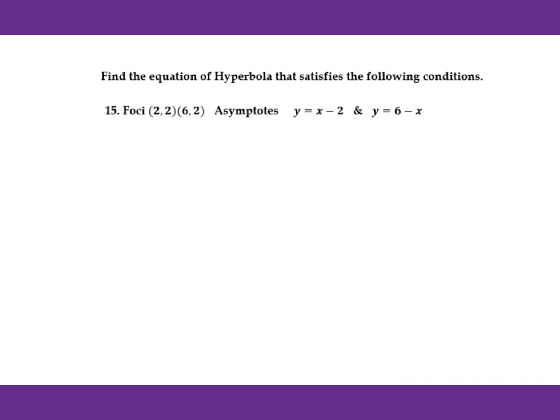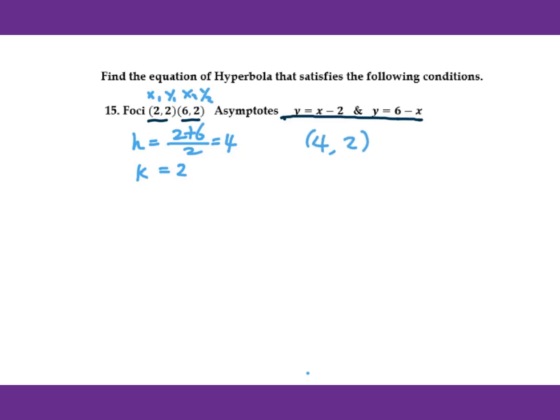Number 15, we know foci and a given asymptote line. From foci, we can get the center by doing midpoint. So x1, y1, x2, y2. H equals 2 plus 6 over 2. That is 4. And k equals 2. So 4, 2 will be HK.